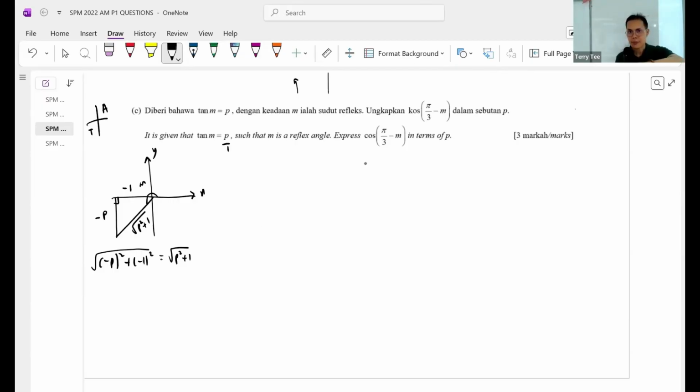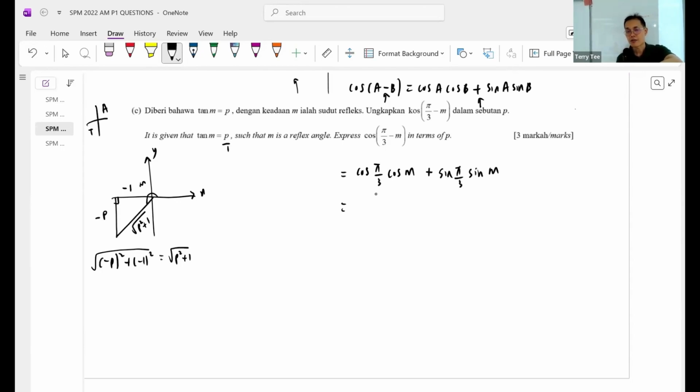Okay, now we need to express cos of pi over 3 minus M in terms of P. So we use the addition formula. Let me write down the formula. Cos A minus B, when you expand this formula given in the exam in SPM, is cos A cos B plus sine A sine B. So we write this as cos pi over 3 cos M, minus becomes plus, then sine pi over 3 sine M.